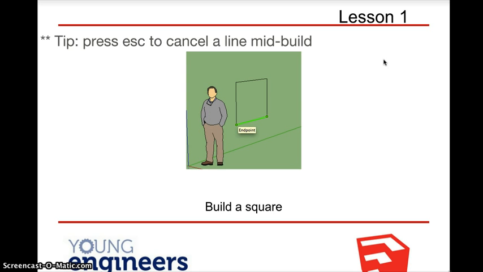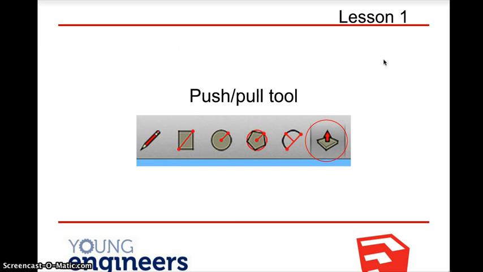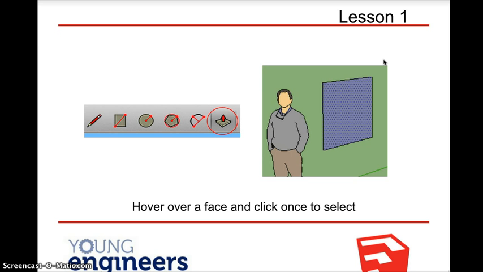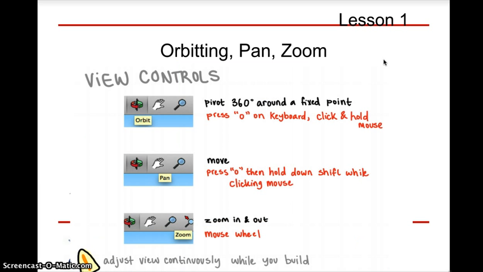Now, press Escape to cancel a line mid-build. Spacebar is a great tool to use as well for stopping things. When things are gray, it's a solid shape. Now you have your push-pull tool. This makes things into 3D objects. Click again to finish. I'll let you read those, the orbit, pan and zoom buttons with shortcuts on the keyboard.